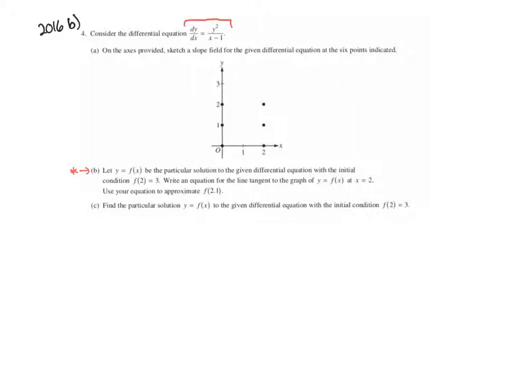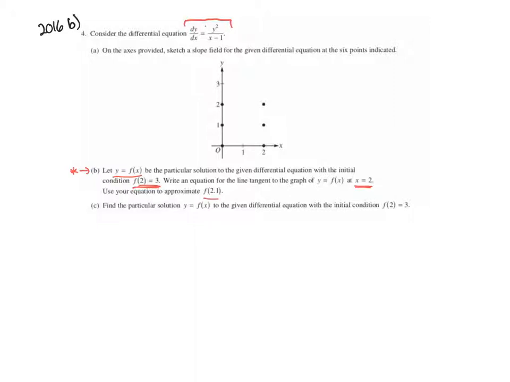And then in Part B, it says, let y equals f of x be the particular solution to the differential equation up here, with the initial condition f of 2 equals 3. Write an equation for the tangent line to the graph of that at x equals 2. And then use your equation to approximate f of 2.1.